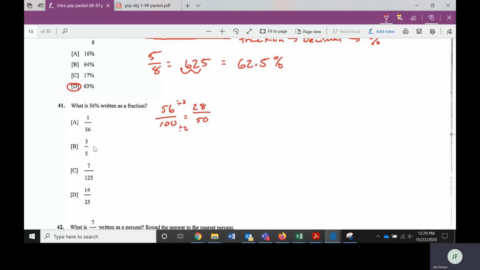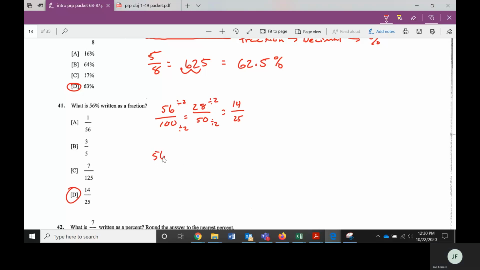Now, if we look, that's still not over here. So what happened is we must not have chosen the biggest number, but let's just do it again. 28 and 50 are both even, so we can divide by 2. 28 divided by 2 is 14. 50 divided by 2 is 25. Okay, 14 over 25 is here.